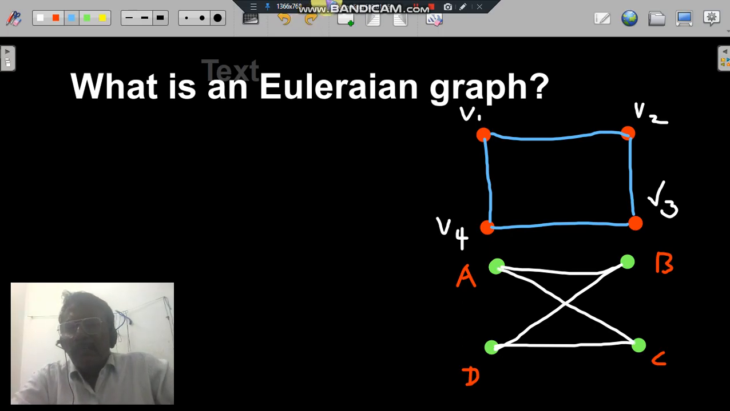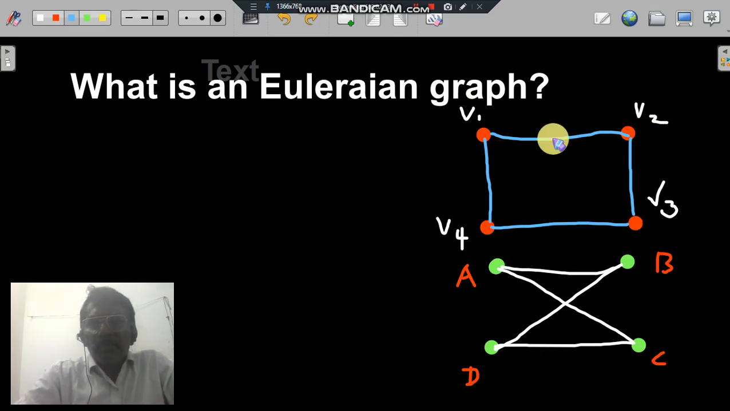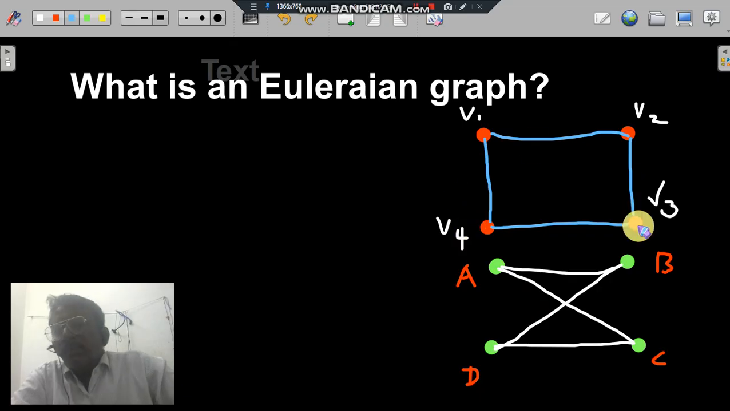Now there is a speciality in these two graphs. Actually it's not pictures, it is graphs. Any graph is nothing but a group of vertices joined by edges. So we have two graphs here, the first graph and the second graph. There exists a speciality in these two graphs.